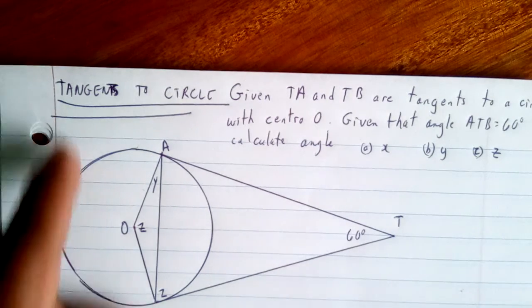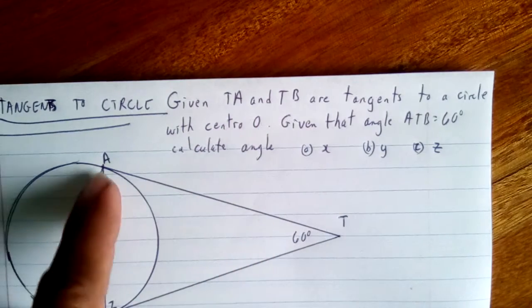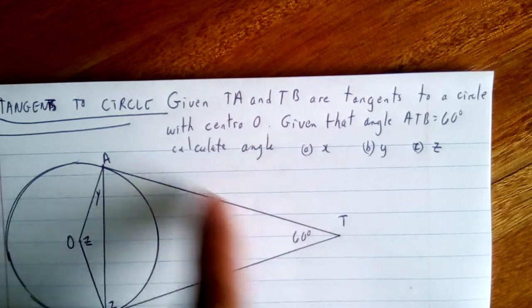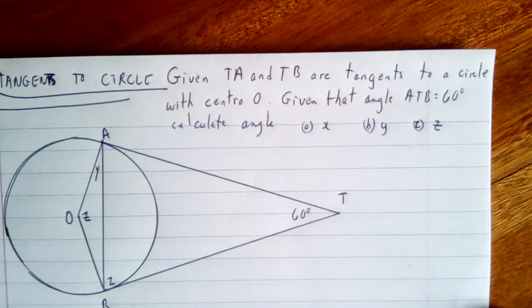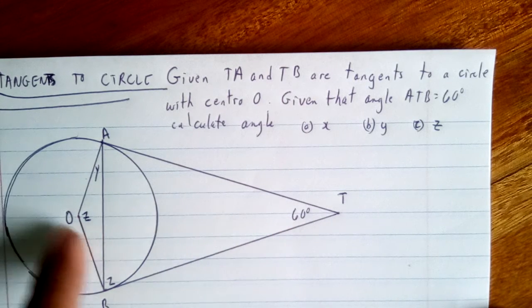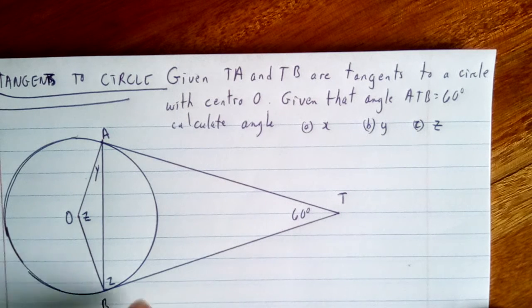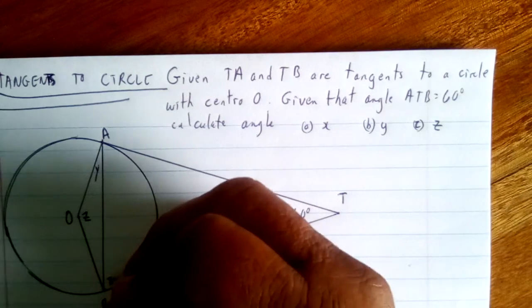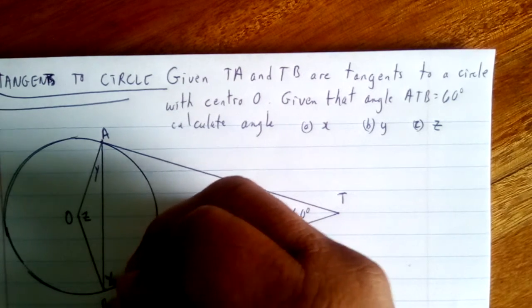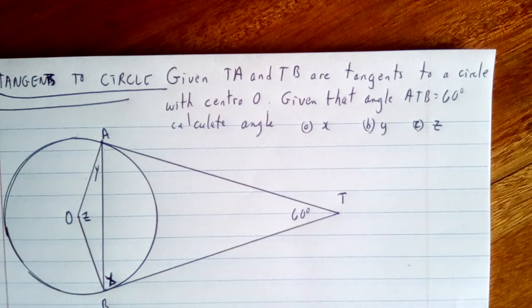Okay, in this one we'll be learning about tangents to a circle. So this is the problem. Given that AT, or TA, and TB, which is there at the bottom, are tangents to a circle with center O, given that angle ATB is 60 degrees, calculate angles X. Here's X. Let's put here X, Y, and Z. So that's what we will be calculating in this problem.